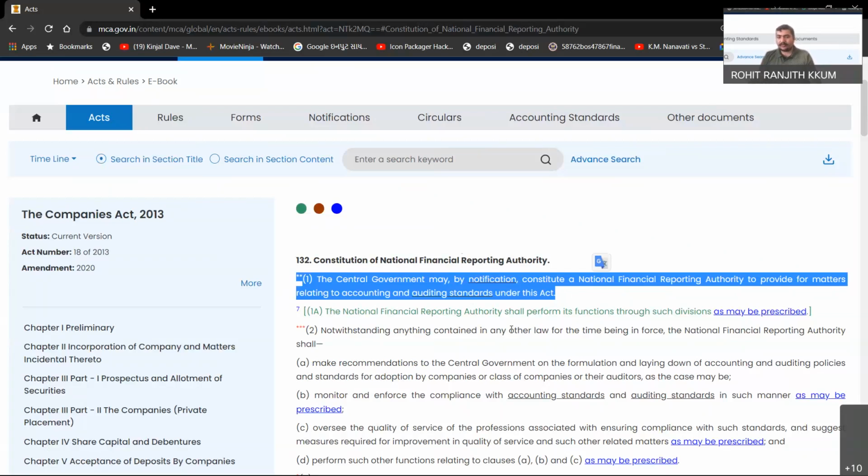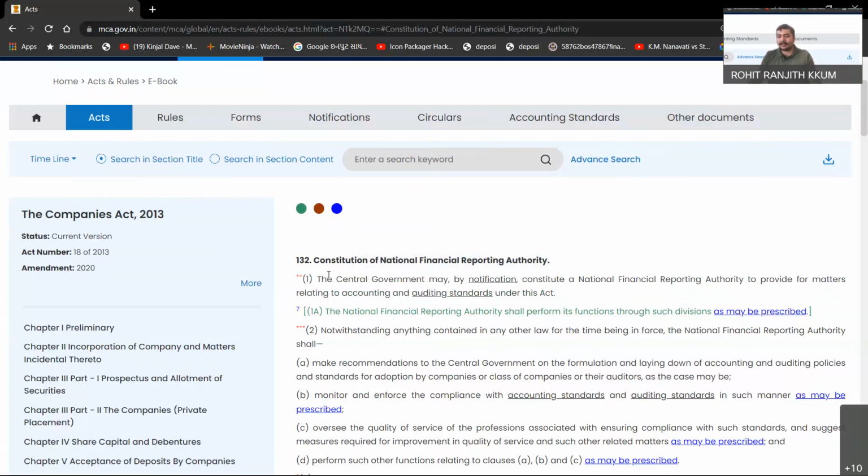So section 132, subsection 1, if you look at it, the power is given to the central government to constitute NFRA, and NFRA has the power to deal with matters regarding accounting and auditing standards under this Act. So guys, earlier it was the monopoly of ICAI, but now it is enjoyed by NFRA.